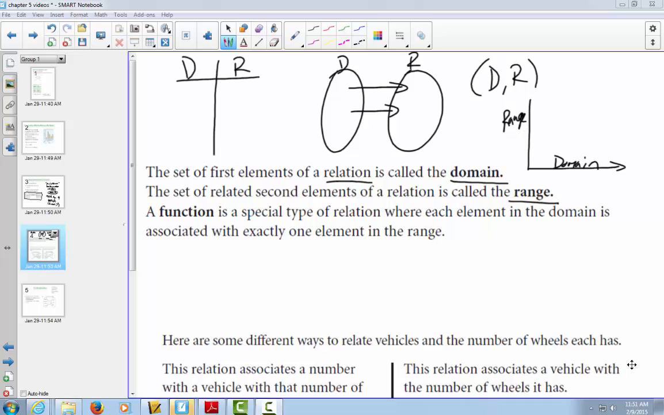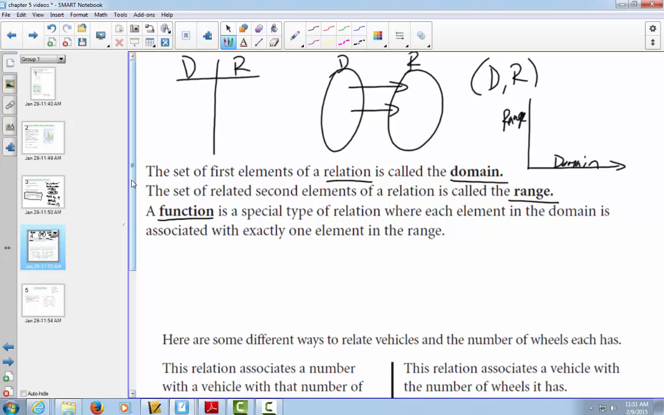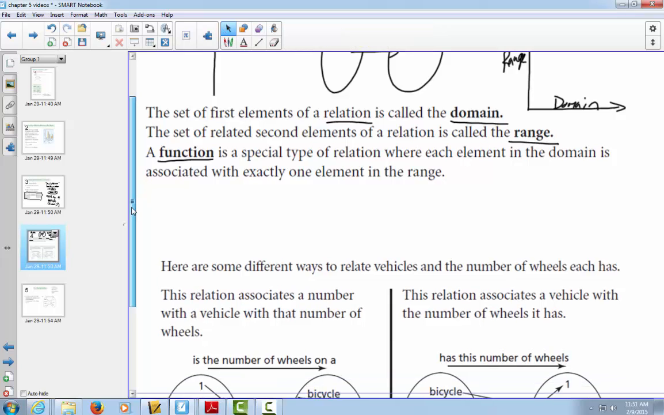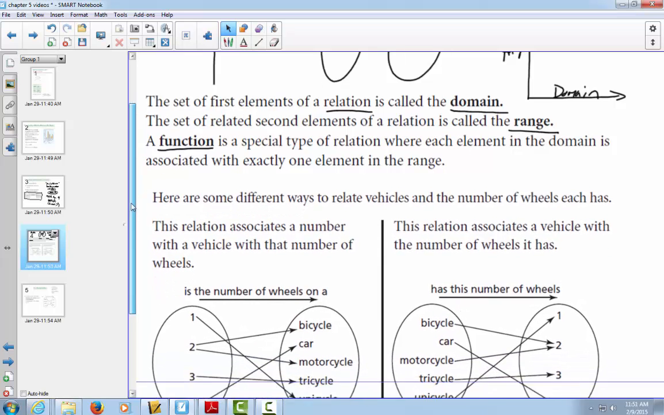Now, we're going to start talking about a function. A function is a special relation. There's a one-to-one relationship. There's only exactly one term in the range connected to a value in the domain. So, example, here we get some stuff here that we're going to start talking about.